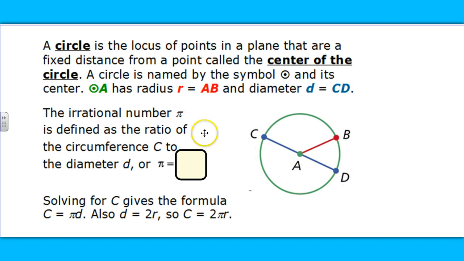The irrational number pi is defined as the ratio of the circumference to the diameter, or pi equals circumference divided by diameter. We can solve that equation for C, simply multiply both sides by D, right? And we end up with C equals pi D. Also, recall that a diameter is 2 radius, right? So we could substitute 2r for d, and when we do, we see this written as C equals 2 pi r.